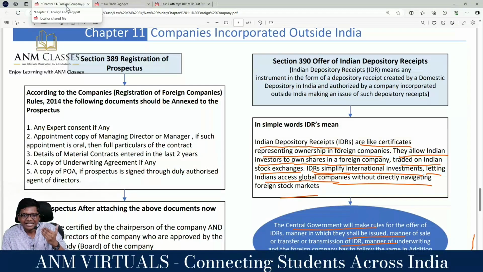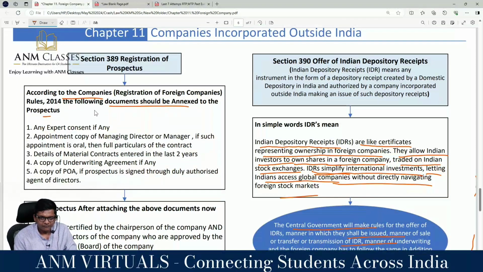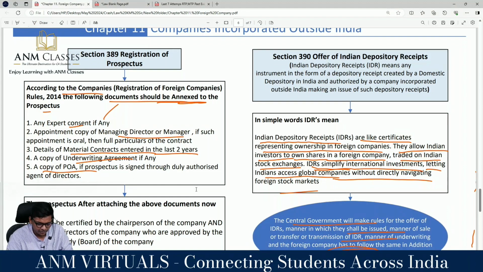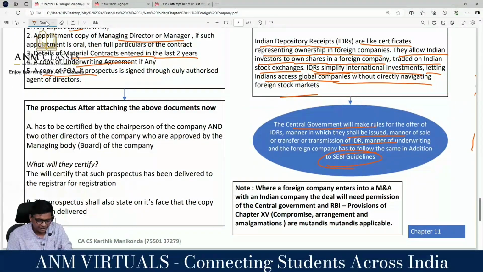The prospectus has to be registered, guys. That is section number 389. It's a repeat of what we know. Look at this. For every foreign company giving a prospectus in India, expert consent should be annexed. The prospectus should have the following attachments: expert consents, appointment of managing director or manager, details of material contracts entered into in the last 2 years if any, copy of underwriting, copy of power of attorney, and authorized agent. All this should be given, and then it should be certified. By whom? It has to be certified by the chairperson and 2 other directors.